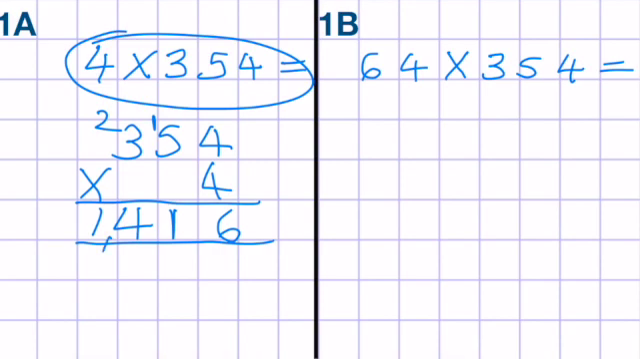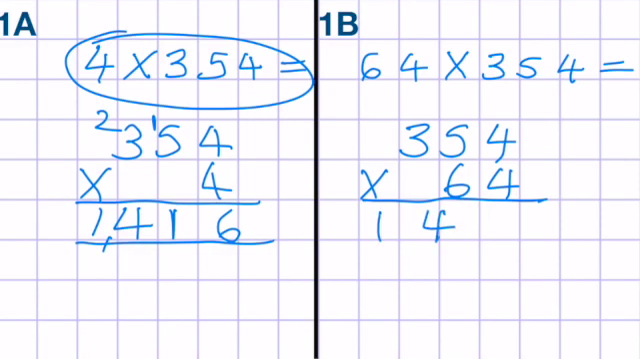Let's do 1B, 354. And this time we're multiplying by 64. Now, we have in fact just multiplied 354 by 4 over on side 1A. So let's just copy that to save time. So I'm now going to cross out the 4 as we've used that. Cross out the 1 and the 2 so we don't get confused.